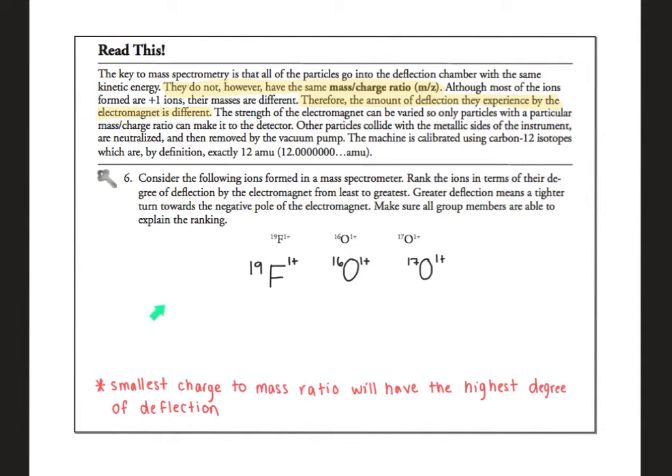So they're all going through those plates with the same speed, but because they have a different mass to charge ratio, they are able to be deflected quickly, or if they're big, they will be, so I should say, if they're large, they'll be deflected slowly.